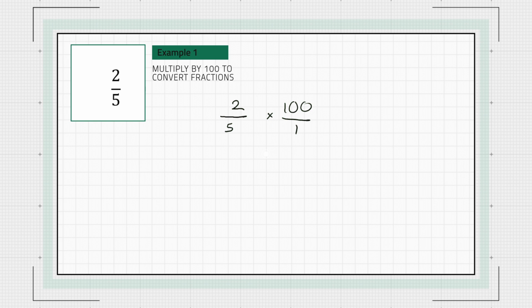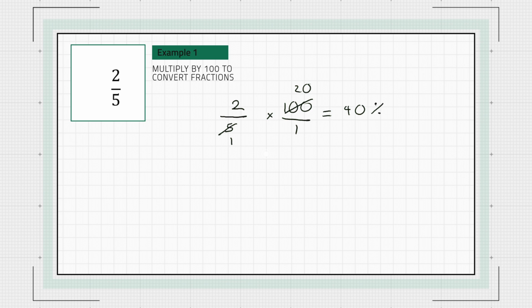So let's look for common factors. We can use vertically between the 2 and the 5, or we can use diagonally. We can't go horizontally, so we can't do anything between the 2 and the 100. But if we divide both by 5, between the 5 and 100, we get 5 divided by 5 is 1, and 100 divided by 5 is 20. And now we're left with 40, and that's going to be our percentage, 40%.